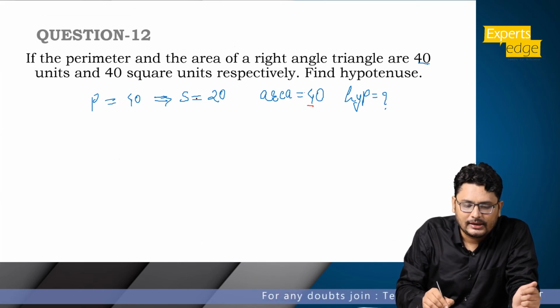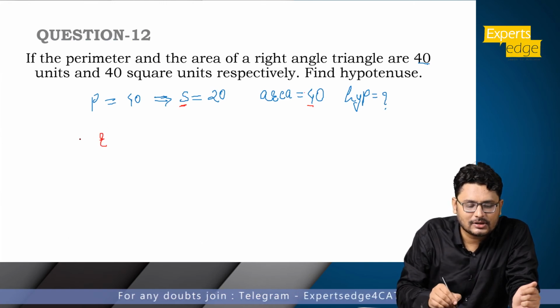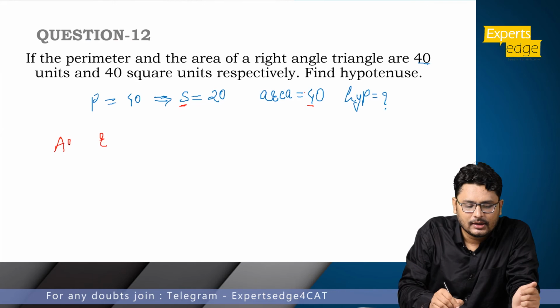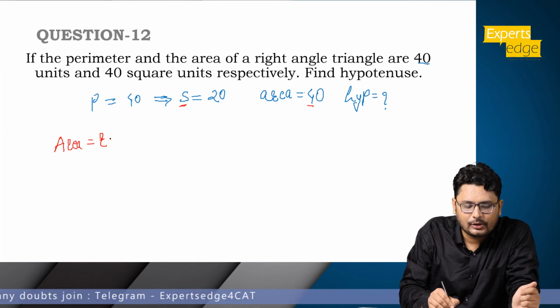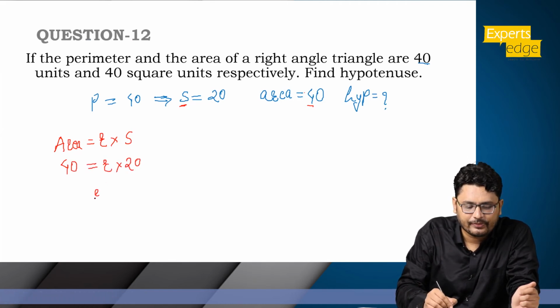So I know area and I know semi perimeter. Can I get inradius? Yes. What is the inradius formula? Area is equal to r into s, right? Area is given as 40 and semi perimeter is 20, so I'll get inradius as 2, right?